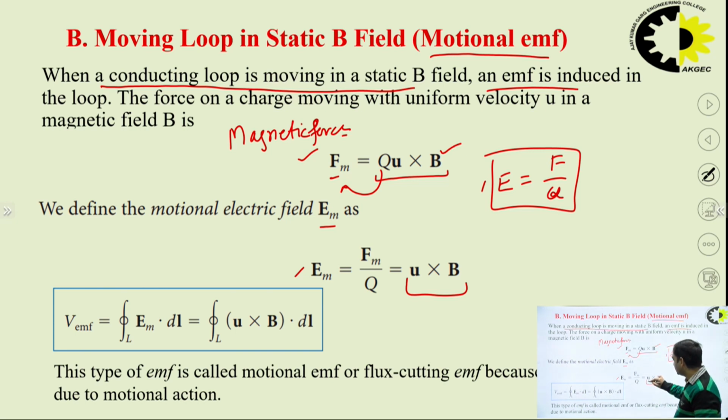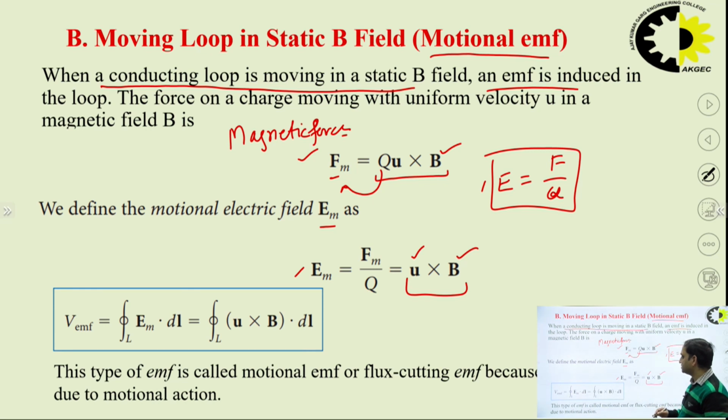Here u is the motion of the charges in the loop, or the velocity of the loop when it is moving with the velocity u in the magnetic field. B is the static magnetic field.